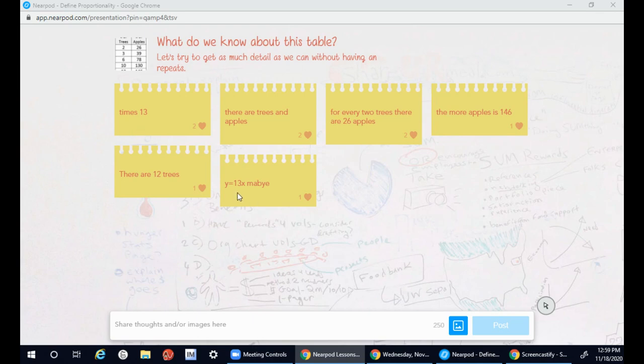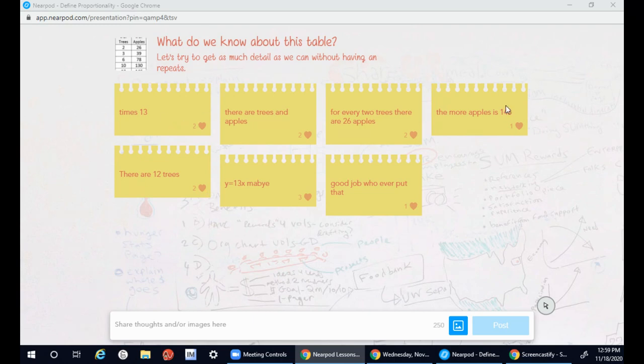So this times 13, what I see here in this equation is that we take the x value, the number of trees, multiply it by 13, and it gives me the y value, which is the number of apples. That is awesome. Good job, whoever put that. We haven't hit on kind of the key piece that I wanted to focus on.